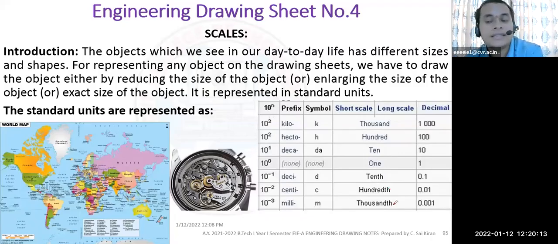So if you take it in terms of decimals, 10 to the power of 0 is 1, 10 to the power of 1 is 10, 10 square is 100, 10 cube is 1000. Instead of saying 1000 every time, we call it kilo. Instead of saying 100 every time, we call it hecto. Instead of saying 10 every time, we call it deca.